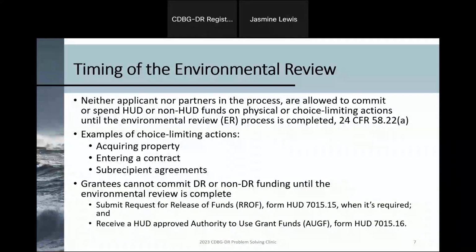been completed. This process typically concludes with the responsible entity submitting the request for release of funds, or HUD Form 7015.15, making sure, yep, we got that corrected. And then getting the authority to use grant funds, HUD Form 7015.16, from HUD.